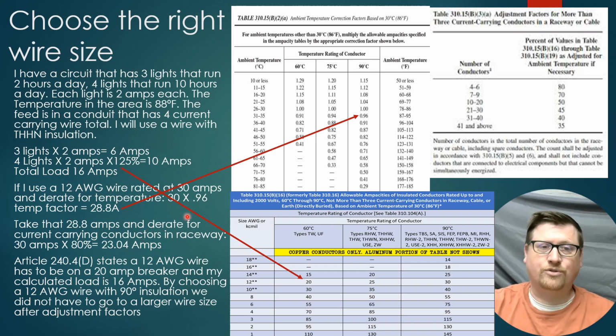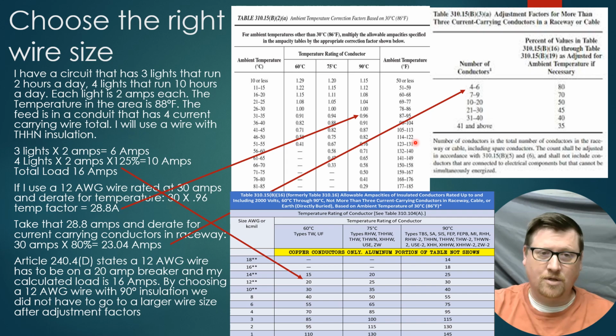So now also, we've looked at temperature. We had 4 current carrying wires in the conduit, and so I'm going to look at my adjustment factor for 4 wires, which is 80%, 0.8. So I'm going to take that 28.8 amps. I'm not taking the 30, right? I'm taking the 28.8 because these are cumulative. They build upon each other, right?